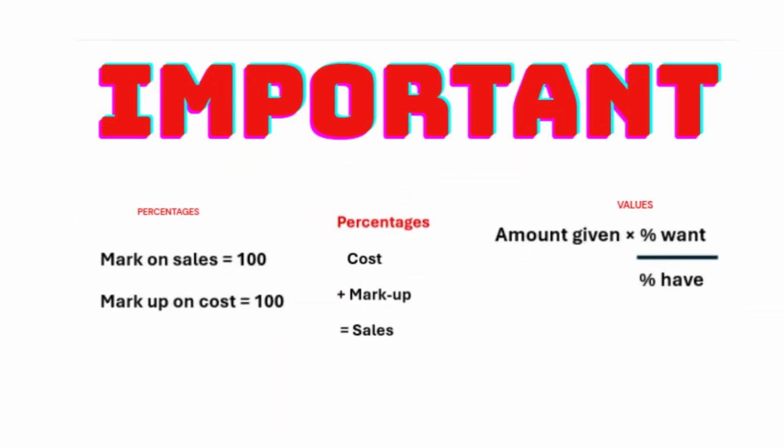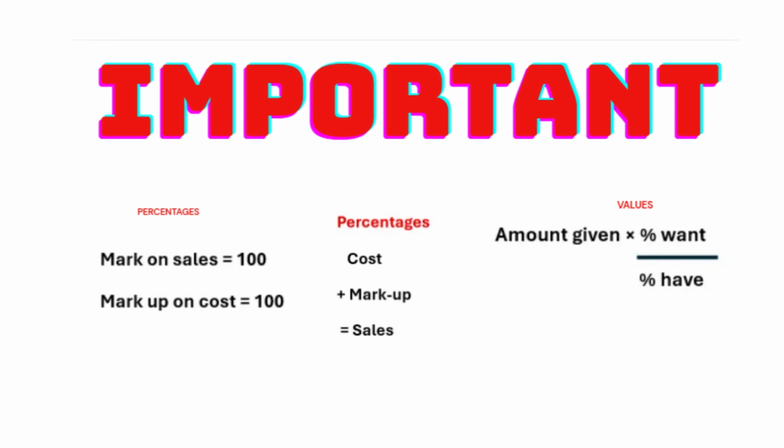So let's go to the three steps that you can follow in order to completely understand how to do markup questions and how to approach different types of markup questions. The first step and the second step is where you will be using percentages. So please remember, in step 1 and in step 2 no values will be used. It's only in step 3 where you will be using values.